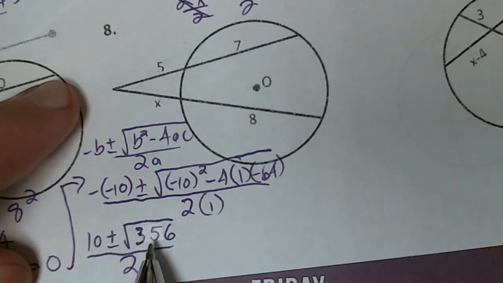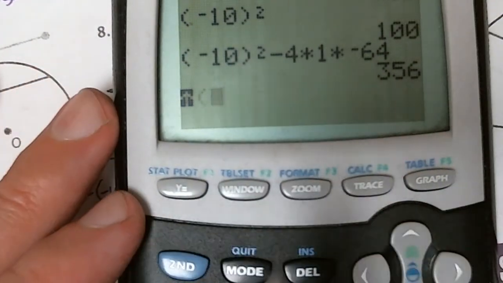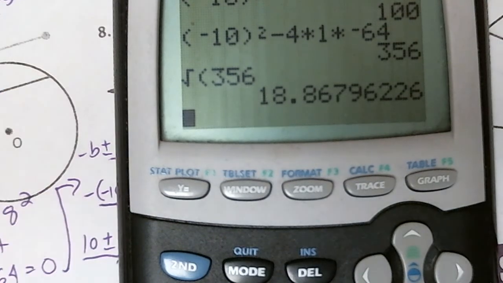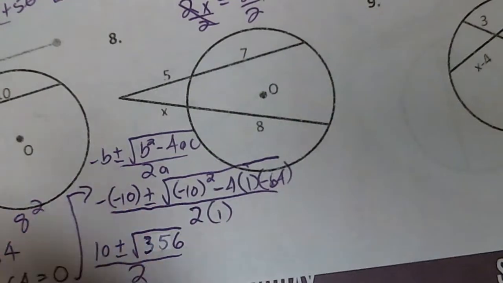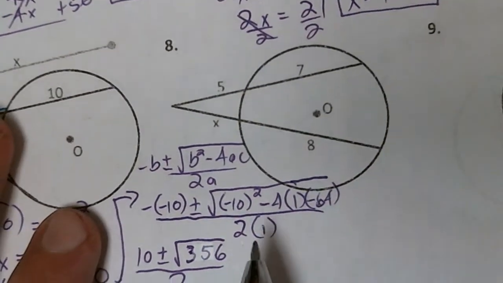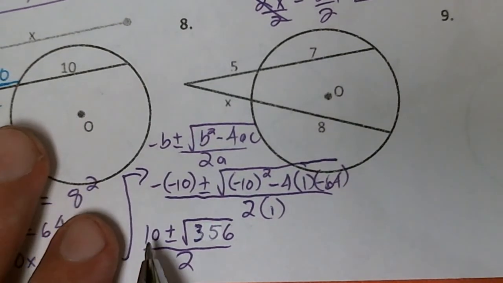But notice, well, first of all, let's check and see if 356 is a perfect square. The square root of 356, rats. It's not a perfect number, okay? So it's going to be some decimal. All right, so we need to break this down and figure out what are the 2 solutions. 95% of the time in quadratic land, you have 2 solutions. Okay, so the first solution is going to be 10 plus the square root of 356 over 2.